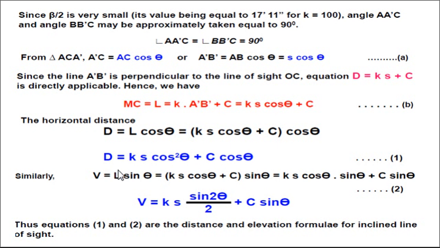Are you getting? D is equal to K into S into cos square theta plus C cos of theta is the distance formula when the line of sight is inclined.